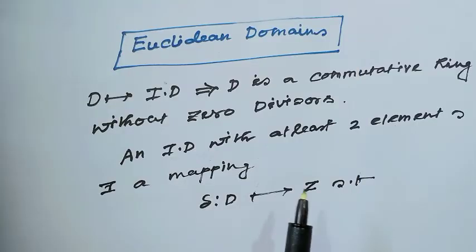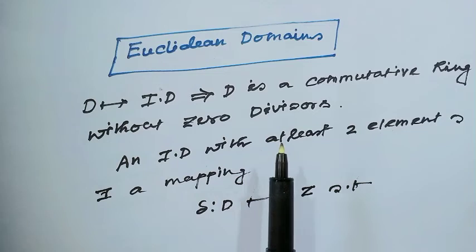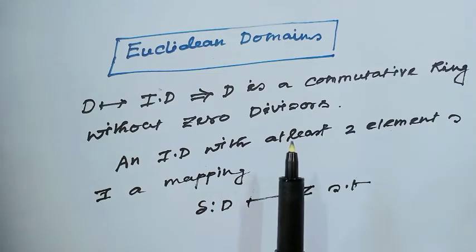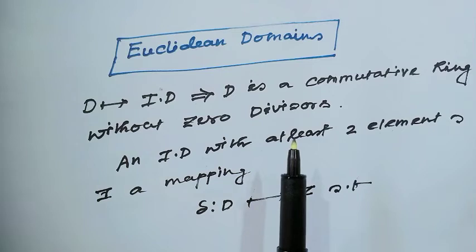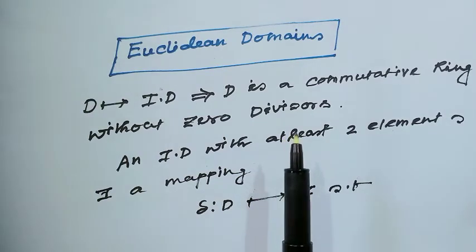In my earlier video, I had discussed irreducible elements and prime elements of a ring. Today, I will discuss a new type of ring, the Euclidean domain. A Euclidean domain is actually an integral domain. In a Euclidean domain, some new conditions are introduced in an integral domain, which can have a Euclidean size function.